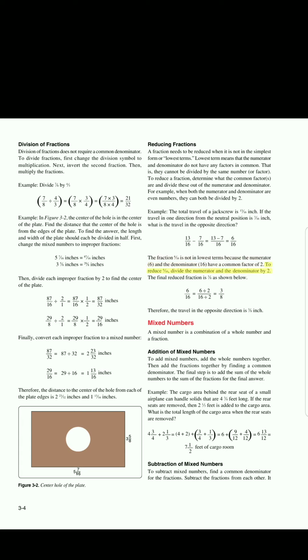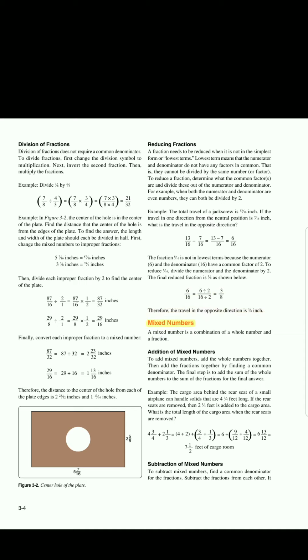To reduce 6/16, divide the numerator and the denominator by 2. The final reduced fraction is 3/8 as shown below. 6 divided by 2 equals 3, and 16 divided by 2 equals 8. Therefore, the travel in the opposite direction is 3/8 inch.